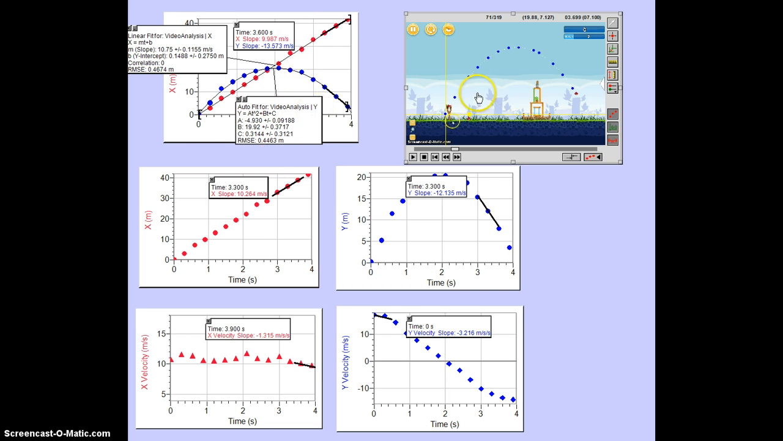The angle measure here was 62 degrees. So if you take 19.92 and divide by sine of 62, your initial velocity would be 22.56. So that is the initial velocity of this bird over here. C is equal to the initial height that the bird started off the ground, which is right here.